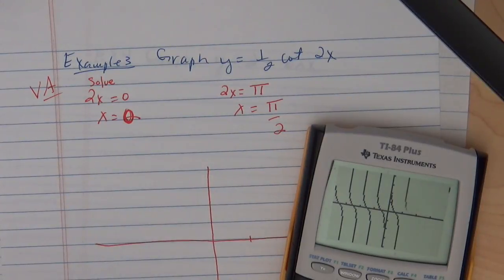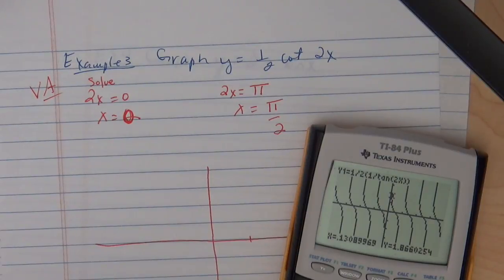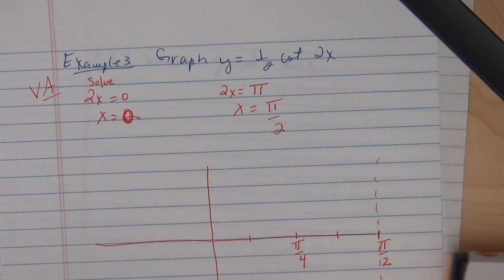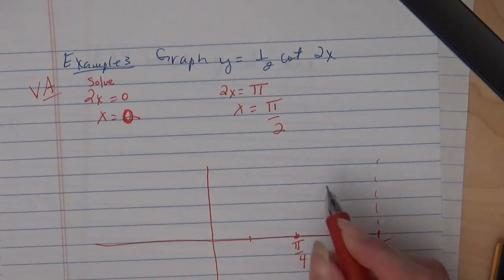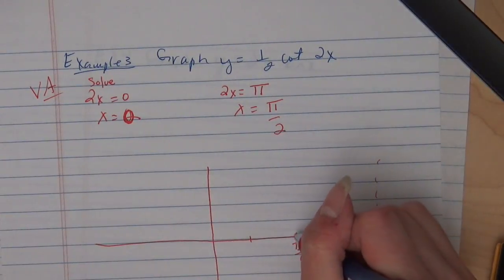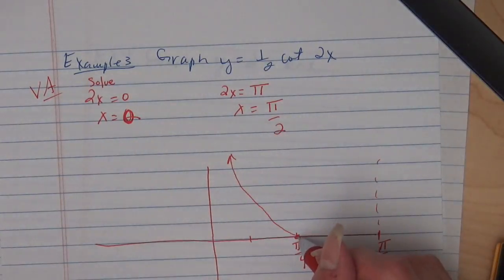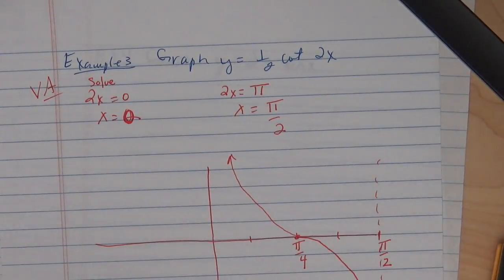So we know it's decreasing. And you can probably trace to get some ordered pairs. I'm not sure how well it's going to work on this. I can't really see where the cursor is. There it is. So you can get decimal approximations. It's not the greatest though, but we know that our x-intercept is going to be at pi over 4, and we can see that this one is decreasing, so it's going to look like this for that one period.